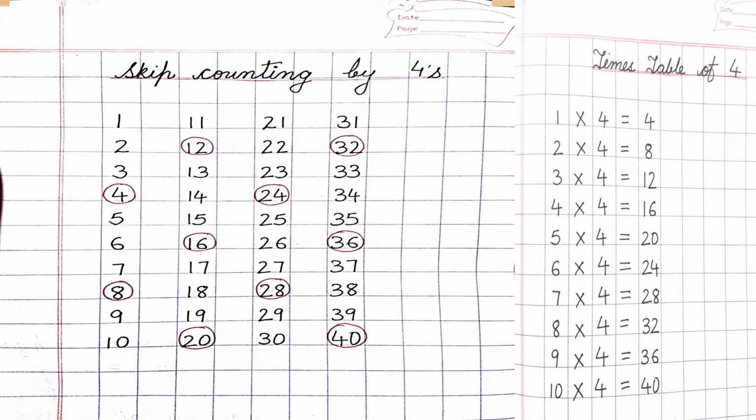We recite it like this. 1 fours are 4, 2 fours are 8, 3 fours are 12, 4 fours are 16, 5 fours are 20, 6 fours are 24, 7 fours are 28, 8 fours are 32, 9 fours are 36 and 10 fours are 40. In this way children, you will learn the times table of 4.